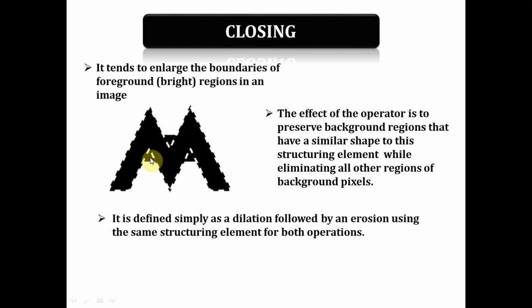The effect of this operator is to preserve the background regions that have a similar shape to this structuring element, while eliminating all other regions of the background. So here we are dealing with background boundaries. We are not considering the foreground. The closing process is defined as dilation followed by erosion. So first you will dilate and then you will go for the erosion. That is the process of closing.